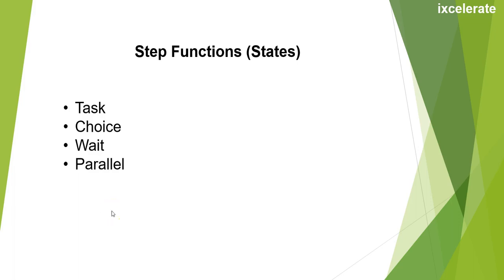Parallel state. Let's say you have a number of tasks which you think can be executed in parallel. That's exactly where you'll be using the parallel state. Inside a parallel state, you can specify different tasks, and those tasks will execute in parallel. There are a couple of states called pass and fail states. A pass or a fail state will mark the execution of that state machine as pass or fail.